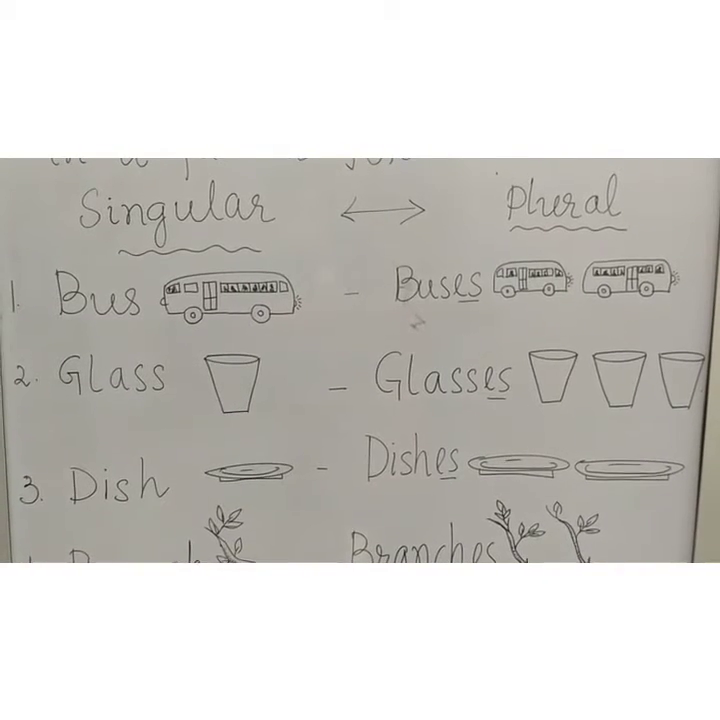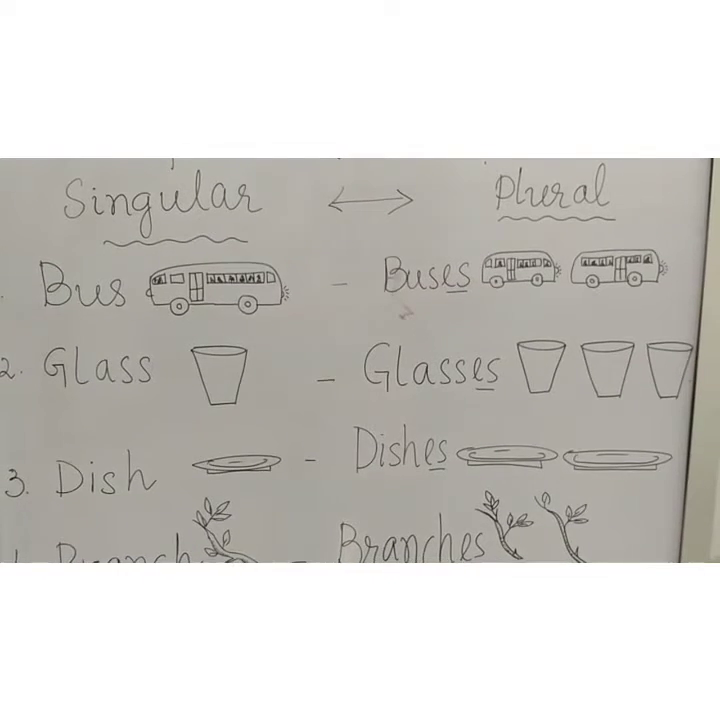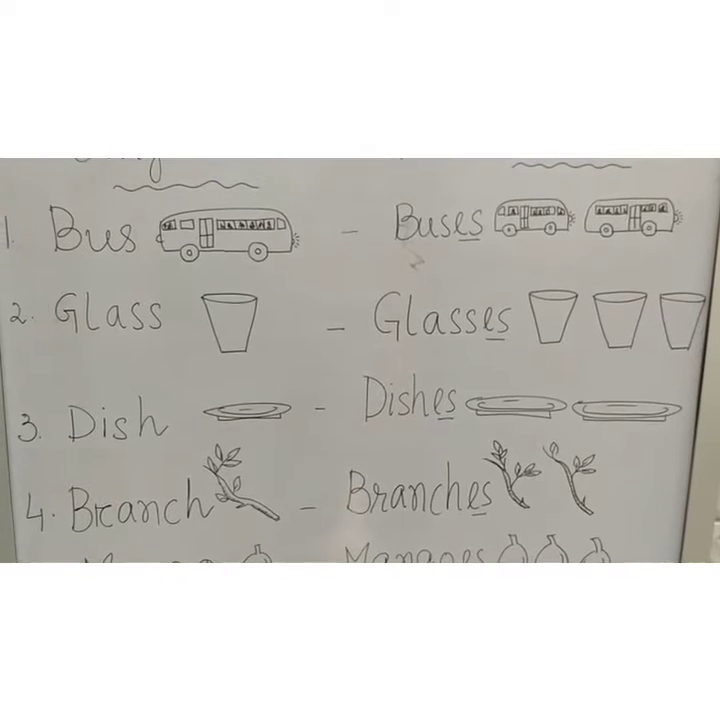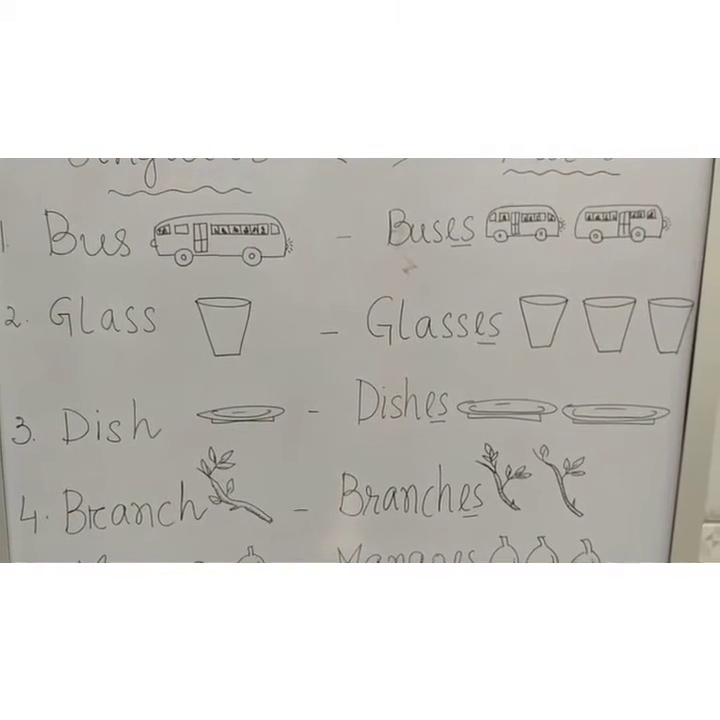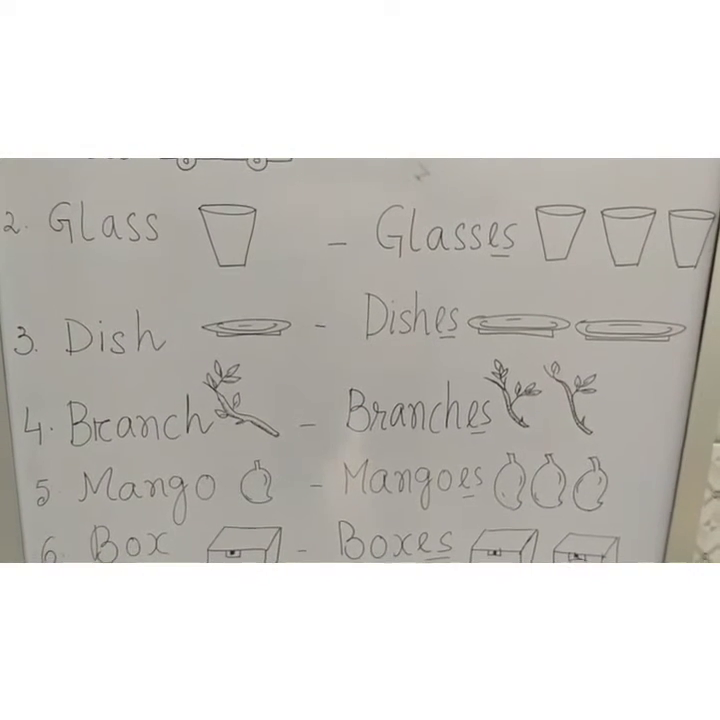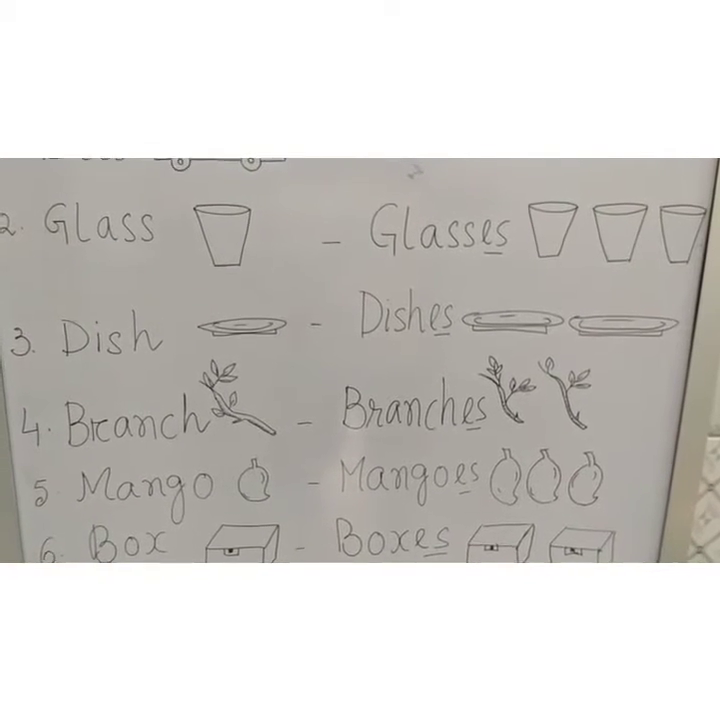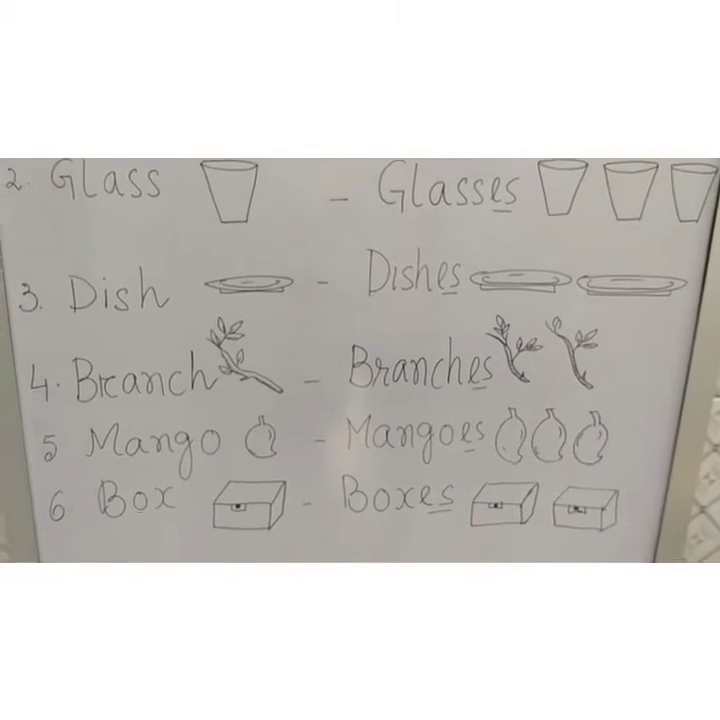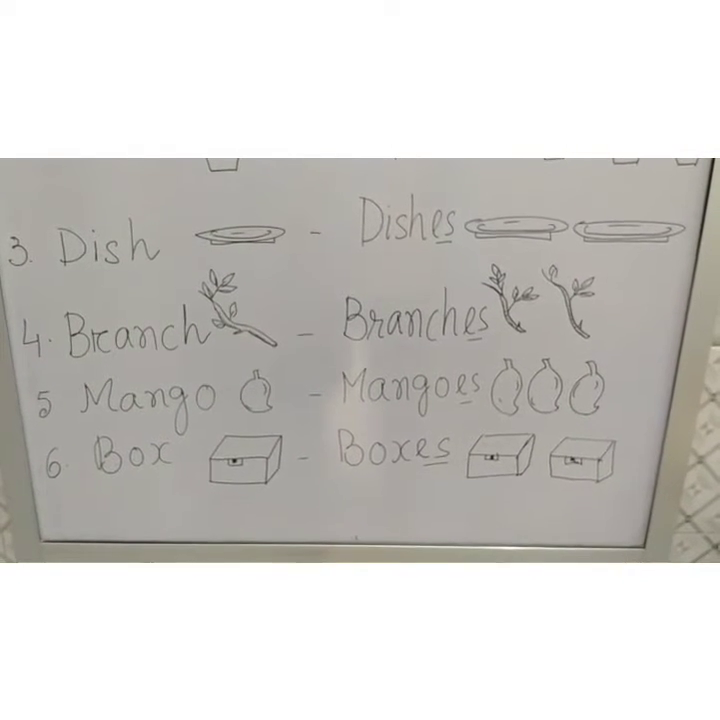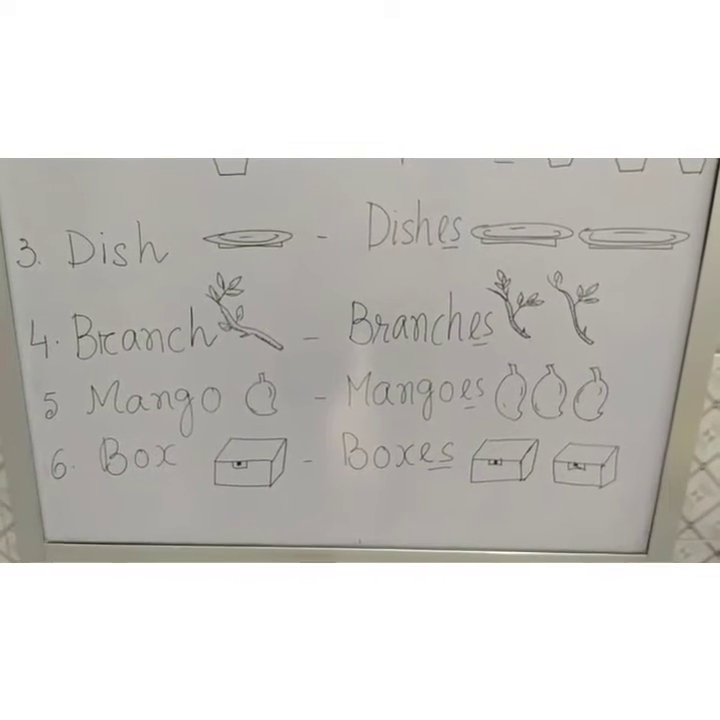First one, bus, which ends with s. In its plural form, we write buses. Second one, glass, ends with ss. In its plural form, we write glasses. Third one, dish, ends with sh. Plural form, dishes. Fourth one, branch, ends with ch. The plural form is branches.